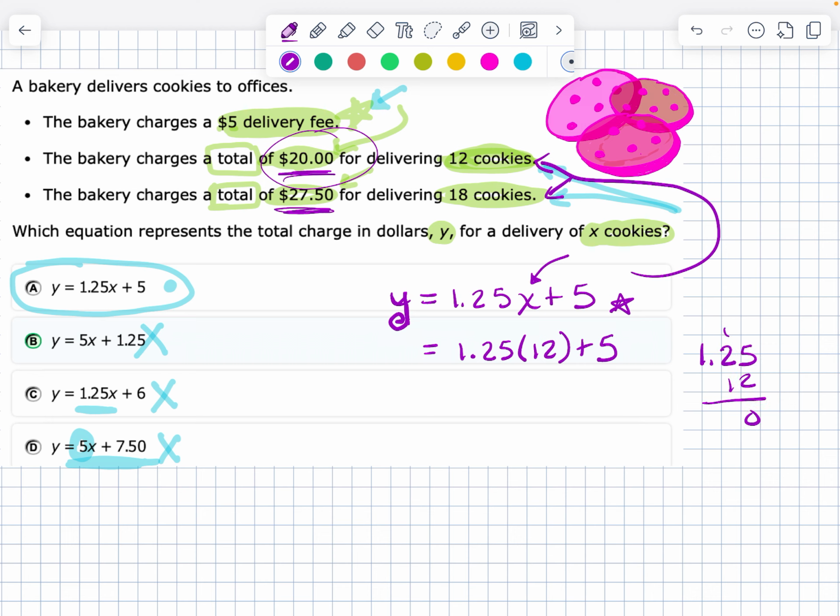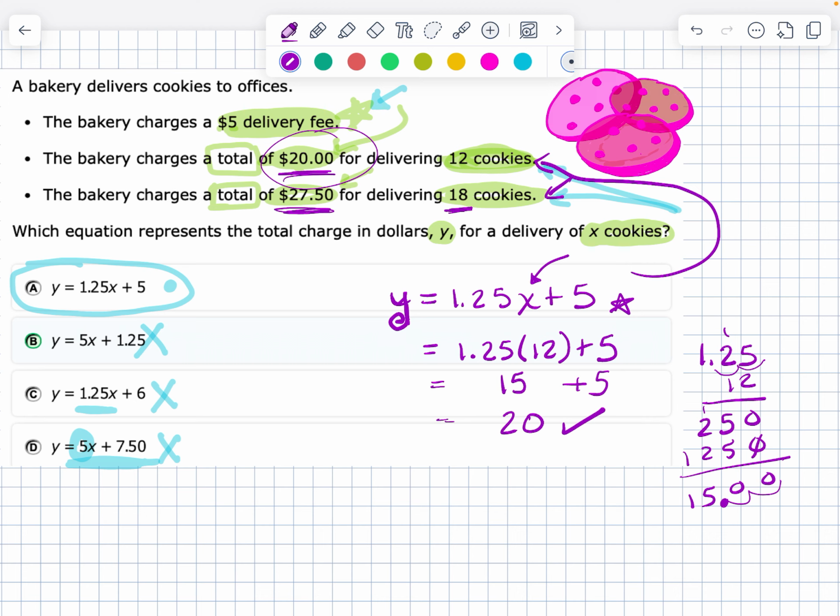So that's $15. I had to move my decimal, right? So that's $15 for this part, plus 5. Well, 15 plus 5 is 20, which is what we expected. So that works. And if you wanted to, and I think it'd be something good to do, go ahead and plug in 18 and make sure you get $27.50, just to be sure.